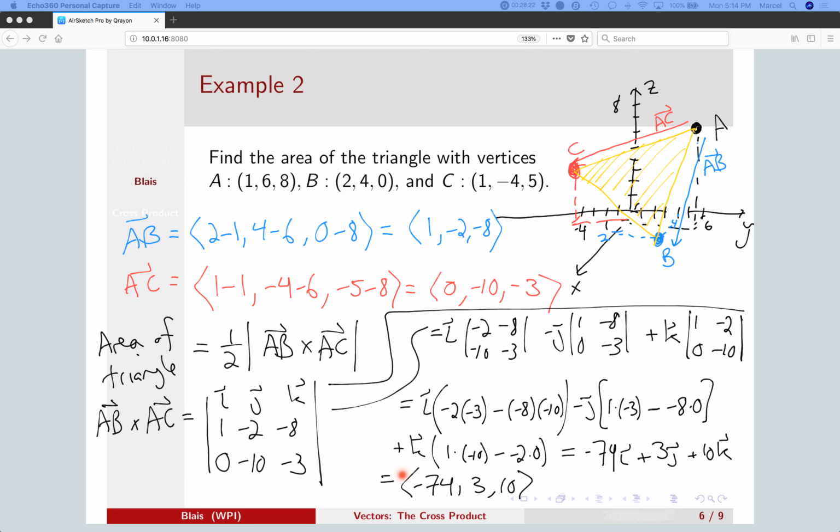What we now need is the magnitude. So remember, by the way, you could have done AC times AB if you wanted. Though the vectors would point in opposite directions, they would have the same magnitude. But let's now take the magnitude of this and plug it into our formula.